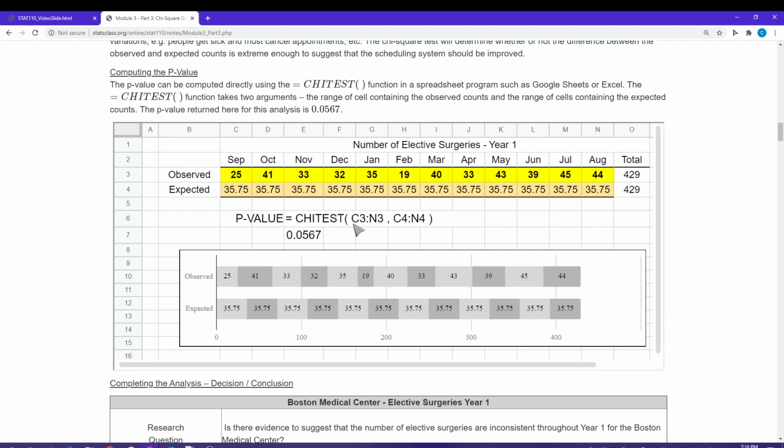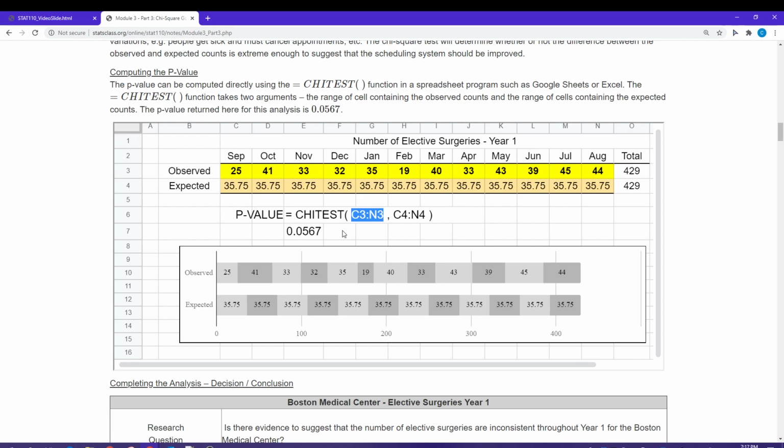To do this, all I need to do is simply type equal CHISQ.TEST, parentheses. I need to specify the range for the observed values, which in this spreadsheet go from C3 through N3. I need to put a comma in there, so I have a comma between the observed and the expected. And then I just highlight the range for the expected counts as well, which are C4 through N4. The value that's returned by the spreadsheet is the p-value for the test.